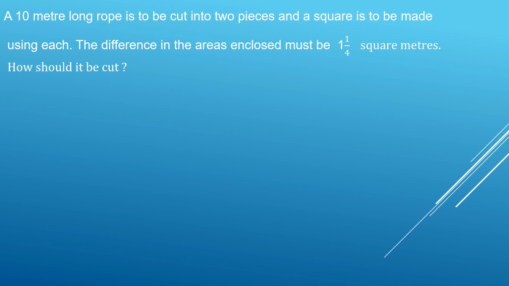Let's discuss another problem. Read the question. A 10-meter long rope is to be cut into two pieces and a square is to be made using each. The difference in the areas enclosed must be 1 by 4 square meters. How should it be cut? Read the question and tell me what you have understood.